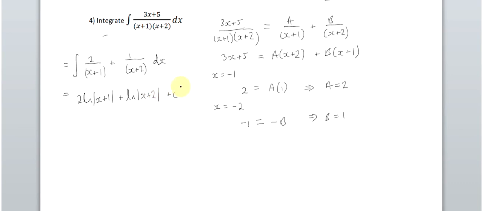And it's worth noting that the reason there's nothing in front of the ln is because these are both plain x's, and there's no negative and there's no coefficient in front of them. And there we go. Hope that went well for you.